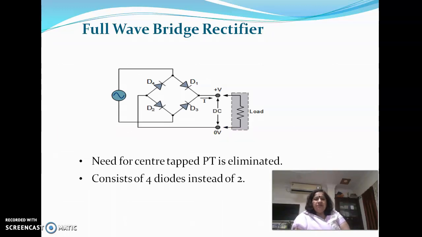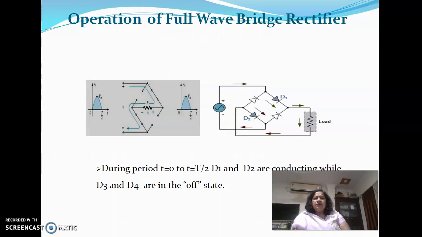So we need to eliminate the center tap transformer, and in place of 2 diodes, for a bridge rectifier we will be using 4 diodes. Here you can see they are forming a bridge. The 2 anodes are common together and connected to ground, and the 2 cathodes are common together and connected across the load resistance RL. Let us see the operation of a full wave bridge rectifier.